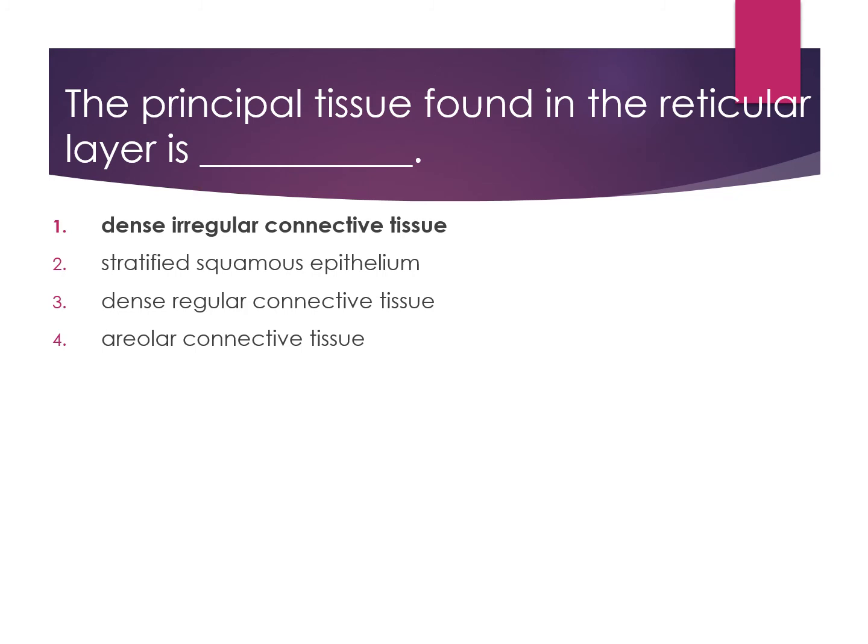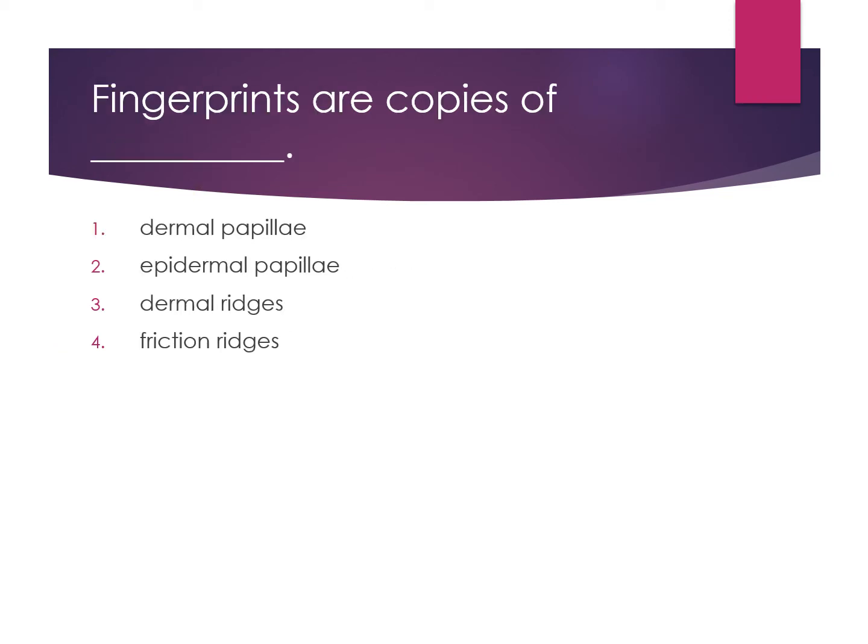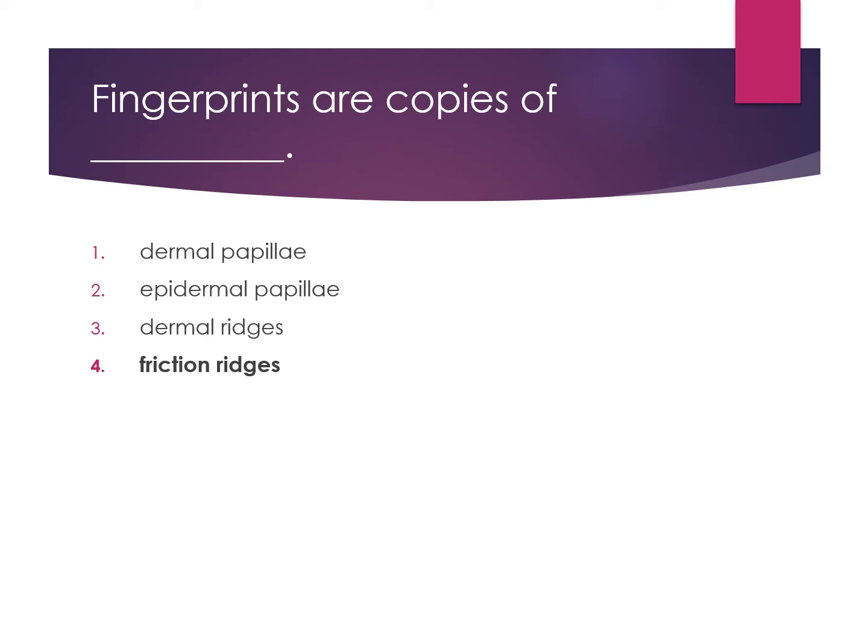Dense irregular connective tissue is the right answer here, and I knew you would get that right. Here's another one. Fingerprints are copies of, would that be dermal papillae, epidermal papillae, dermal ridges, or friction ridges? Friction ridges, good job.